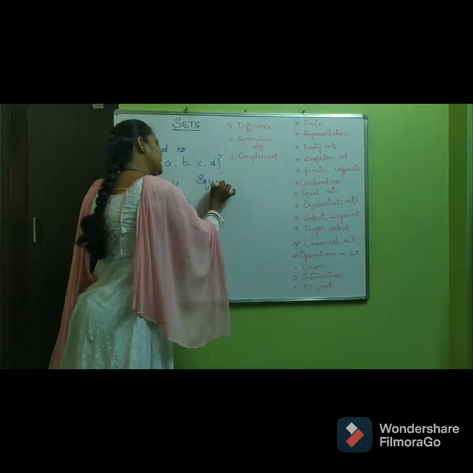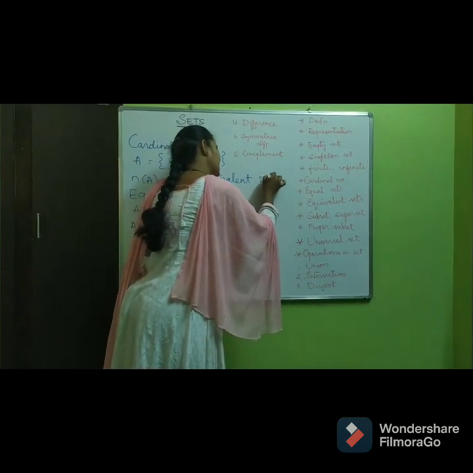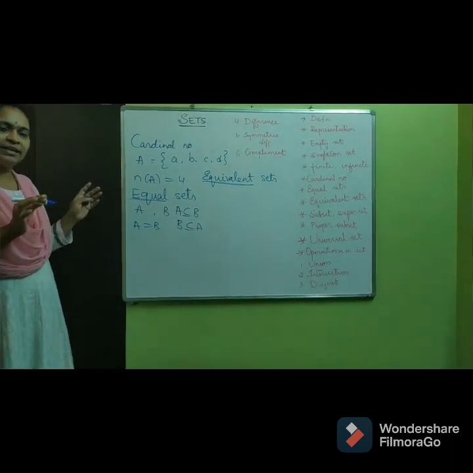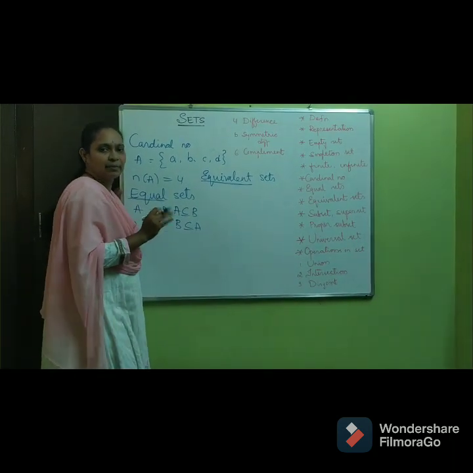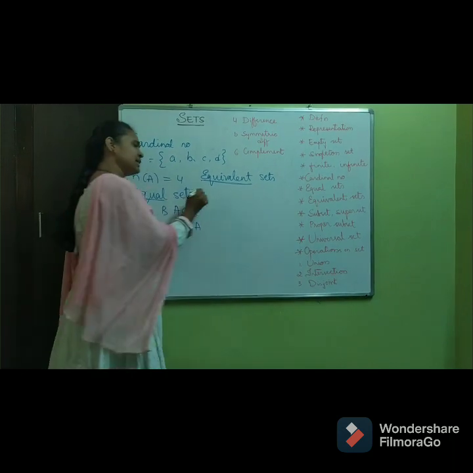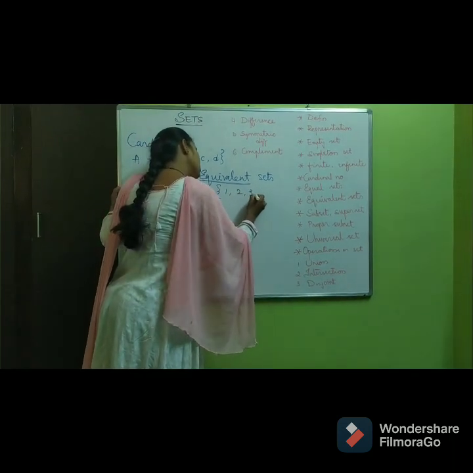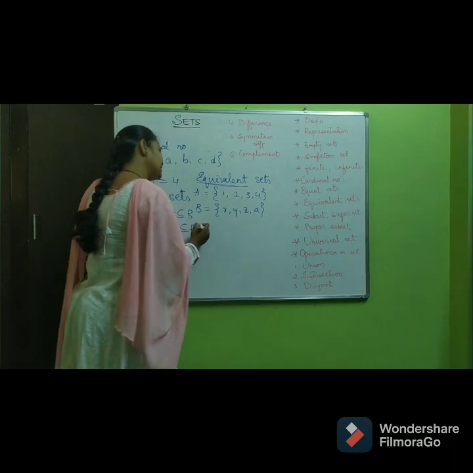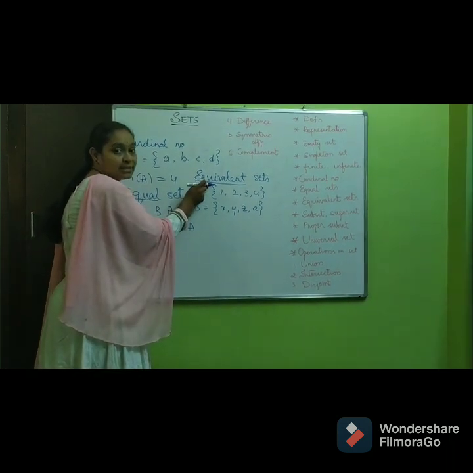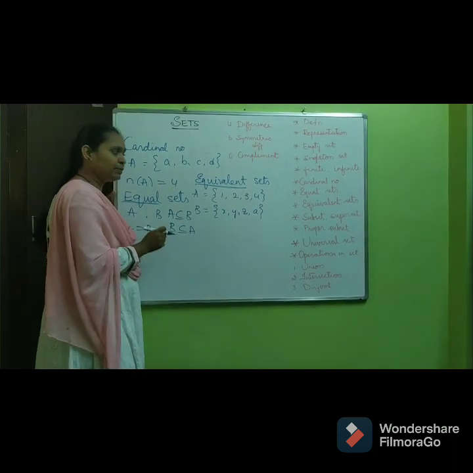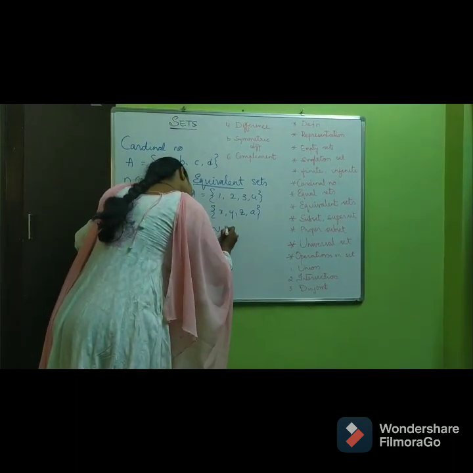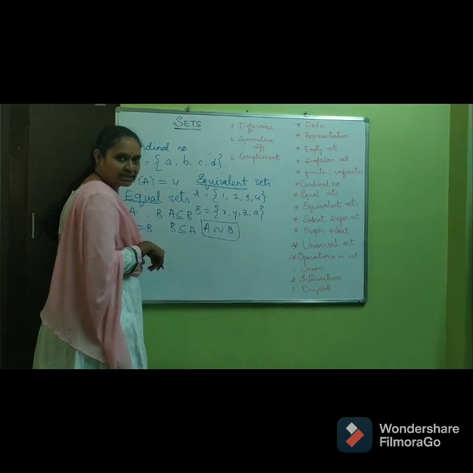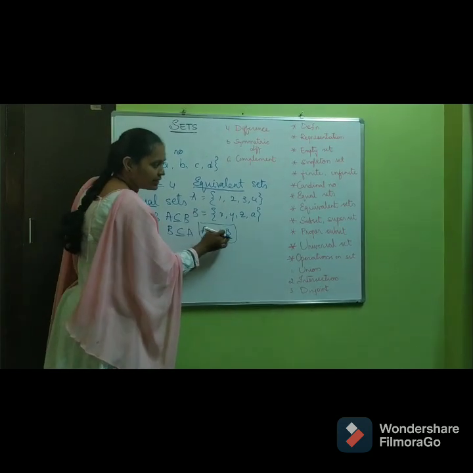Next concept is equivalent sets. See here, equal and equivalent, both are different. Equivalent sets means if the cardinal numbers of two sets are the same, then we call it an equivalent set. Suppose A is equal to 1, 2, 3, 4. B is equal to X, Y, Z, A. Then we say that A and B are equivalent sets because the cardinal number of A is equal to the cardinal number of B. It is represented by this symbol. This is nothing but A is equivalent to B. That is, the number of elements in A is equal to the number of elements in B.